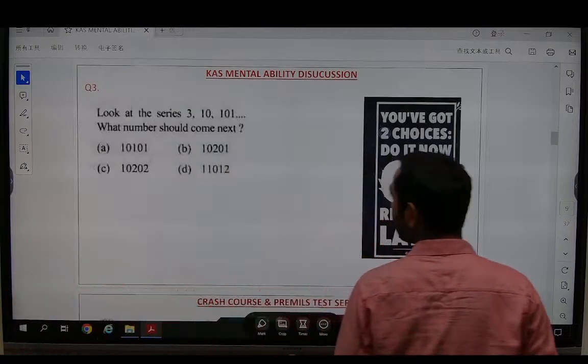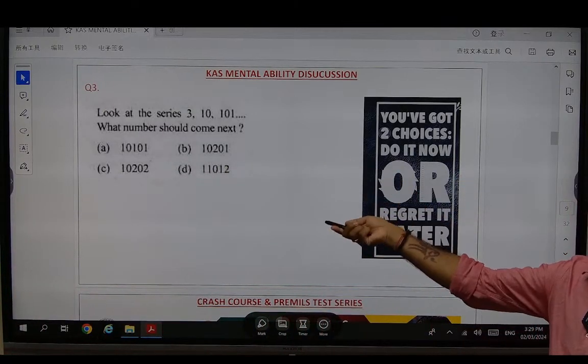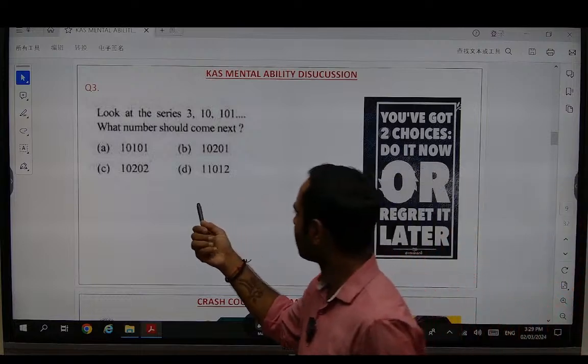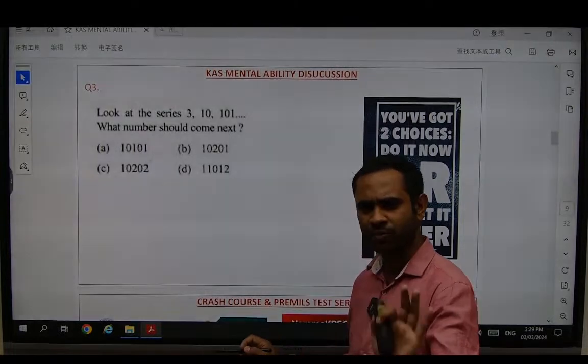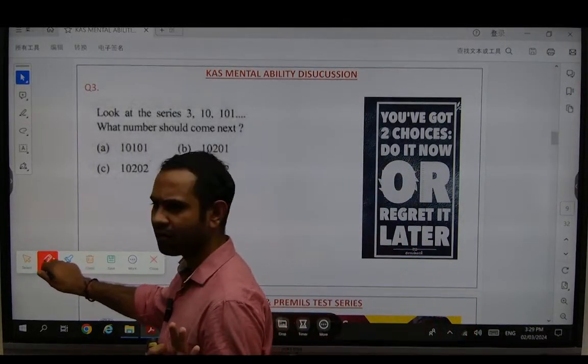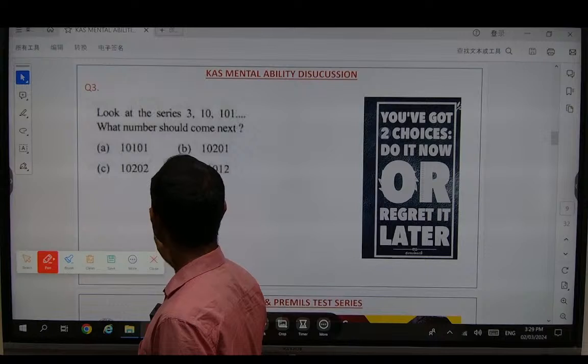Okay. Are you able to look at this series? Visible, right? So this is a number series problem. Number series problems are very, very easy basically. What you have to do is practice only 50 questions. After practicing 50 questions, it will become very, very easy. Now look at the series.